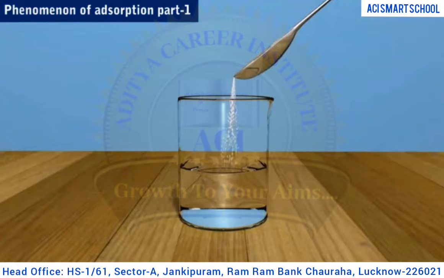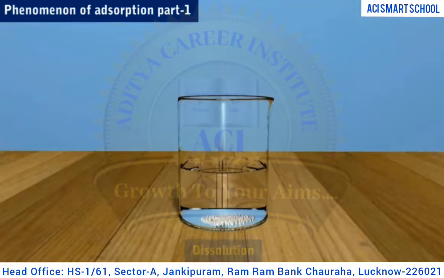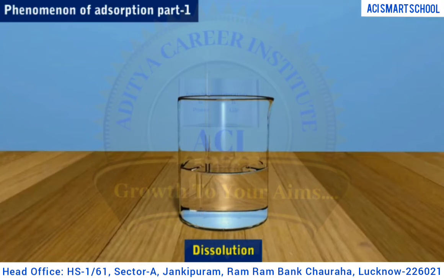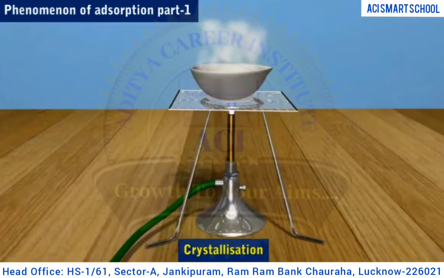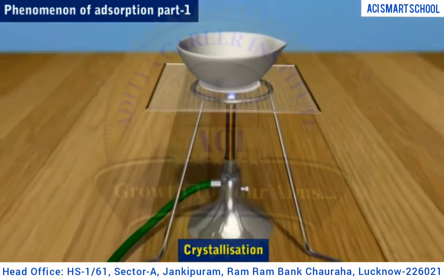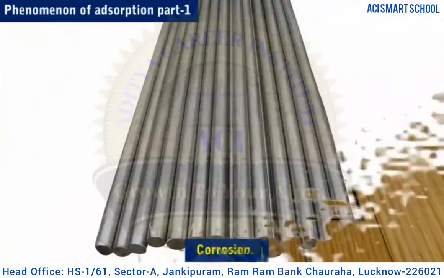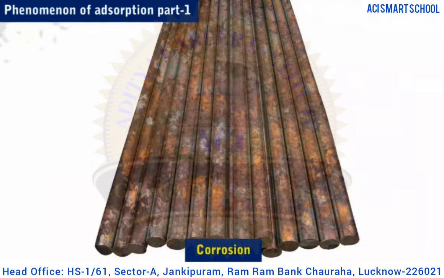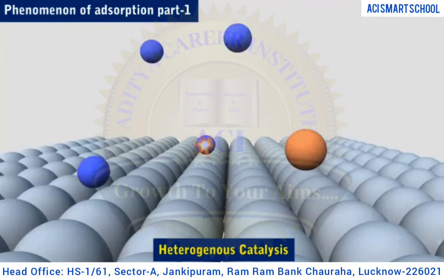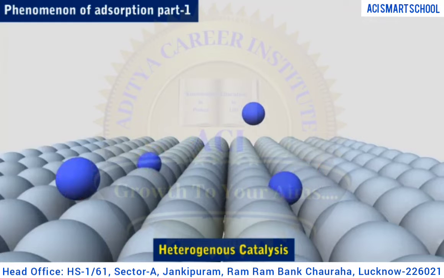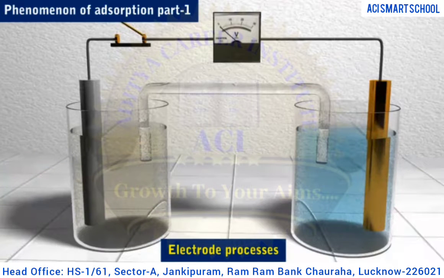Surface chemistry is an important branch of chemistry, as a number of phenomena like dissolution, crystallization, corrosion, heterogeneous catalysis, and electrode processes occur at an interface.